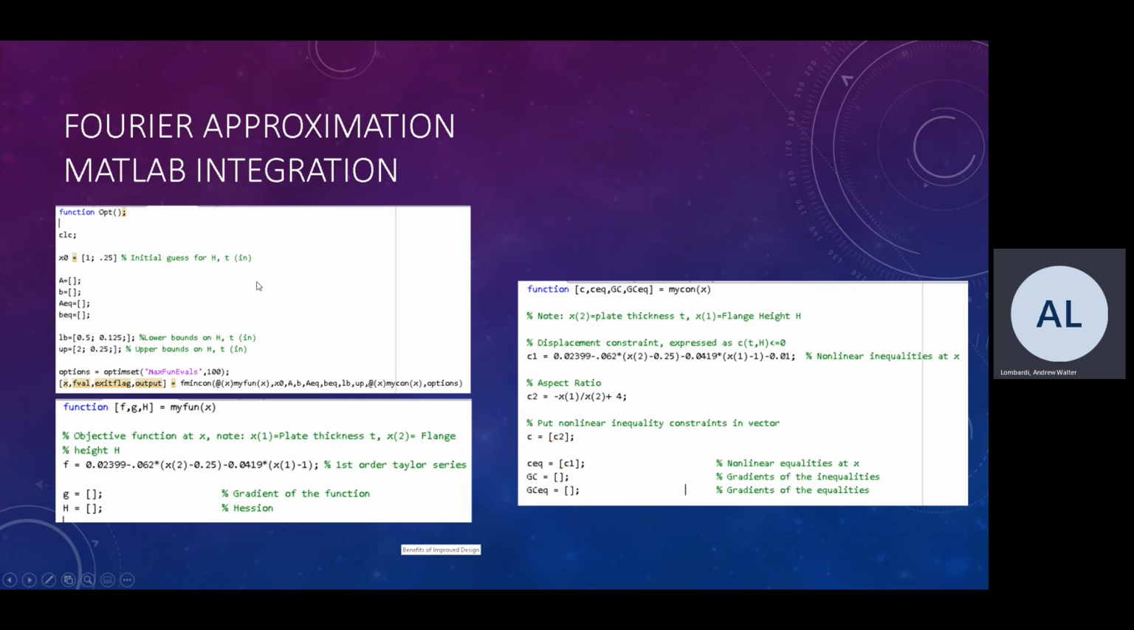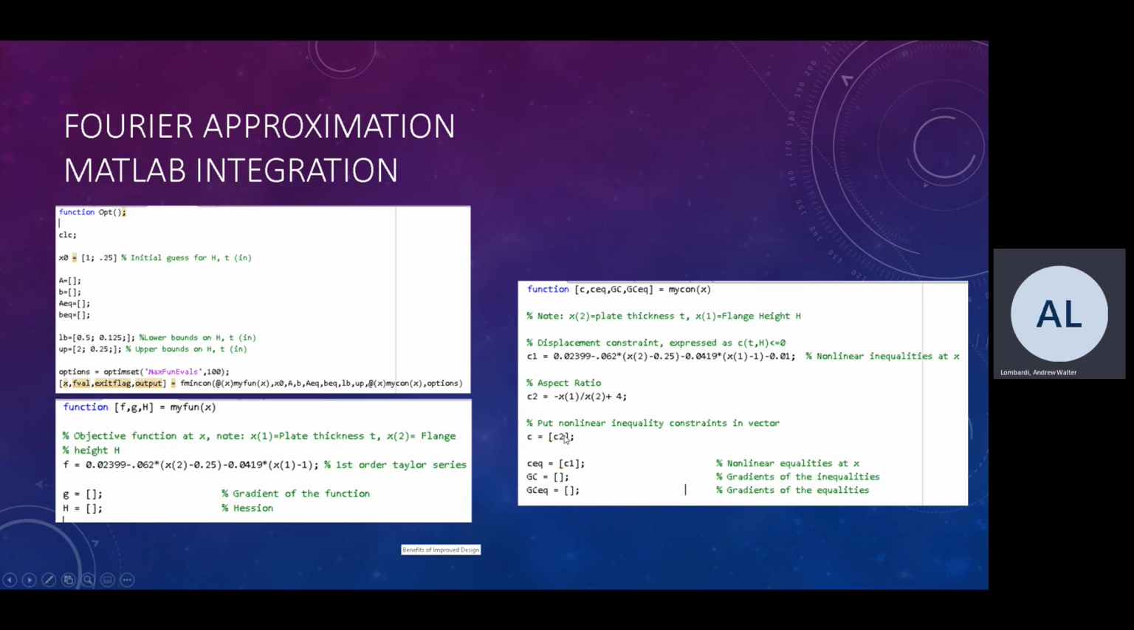In MATLAB, we've taken this model and placed it in the optimizer function. As you can see, we have the Fourier function here, and the design criteria is here. We would like the maximum displacement to be around 0.01 inches and maintain this aspect ratio.